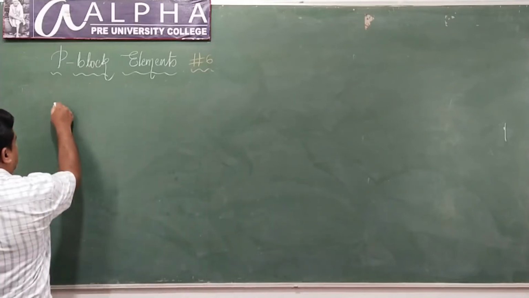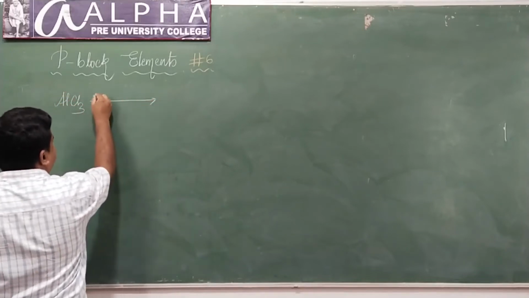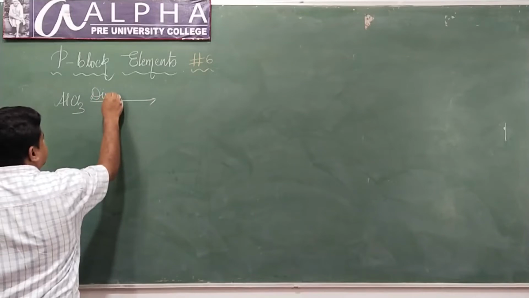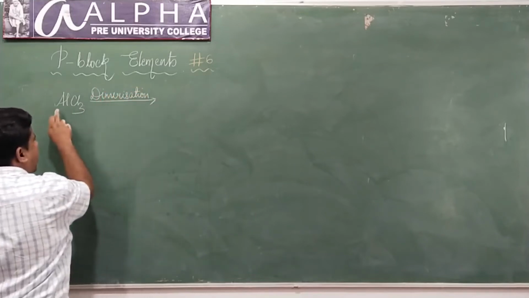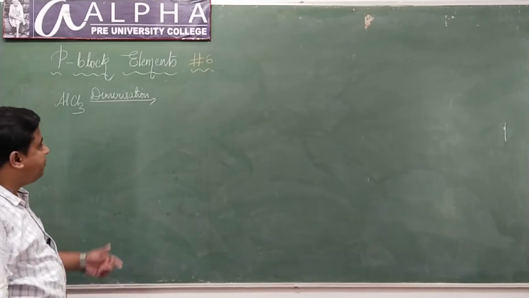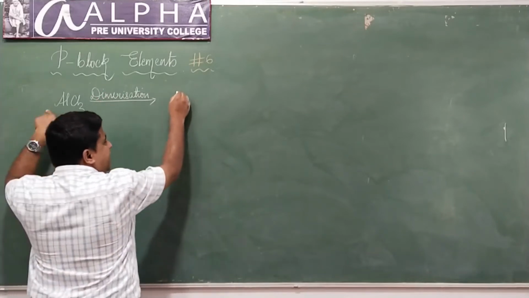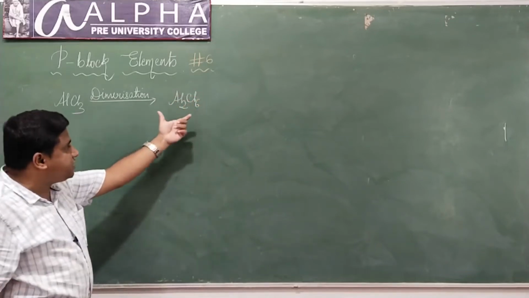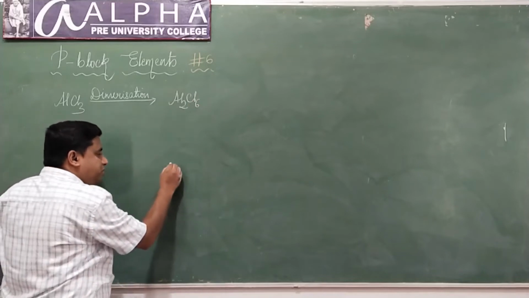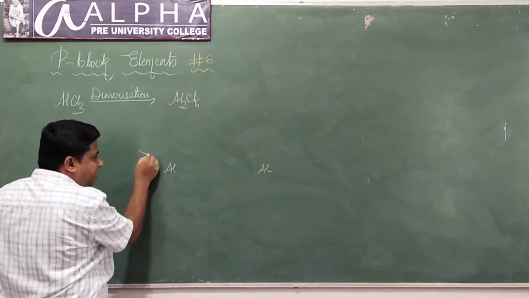I told you that aluminium trichloride will exist as a dimer. It will undergo dimerization. In aluminium chloride, aluminium will satisfy its electron deficiency through what? Dimerization. So it will undergo dimerization and it exists as Al2Cl6, correct? Look at the structure here, two aluminium atoms, aluminium trichloride, isn't it?